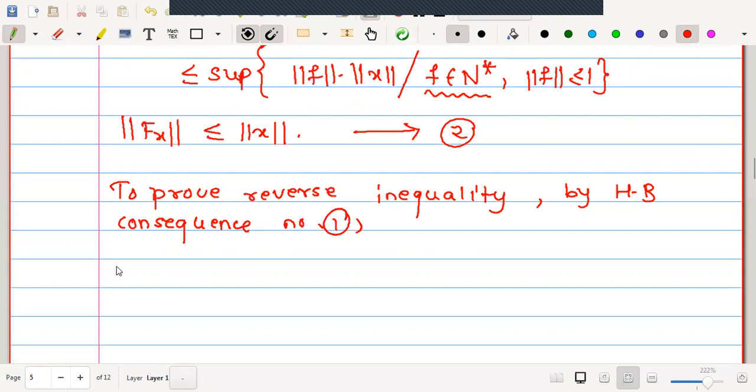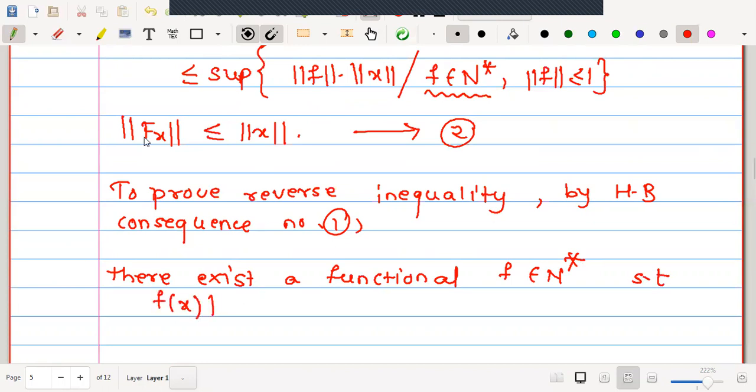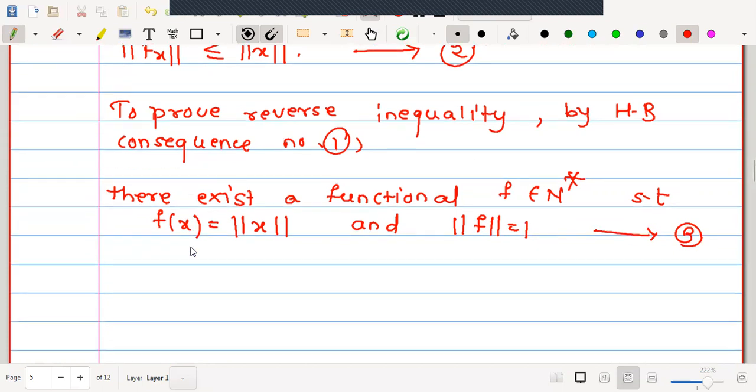there exists a functional. What functional? A functional small f in n star such that f of x is equal to norm of x and norm f is equal to 1. Let me call this statement number 3. This is the first consequence of the Hahn-Banach theorem we have proved in the last lectures.